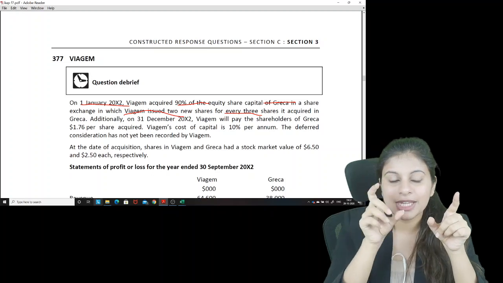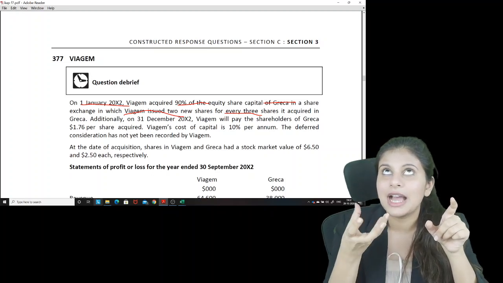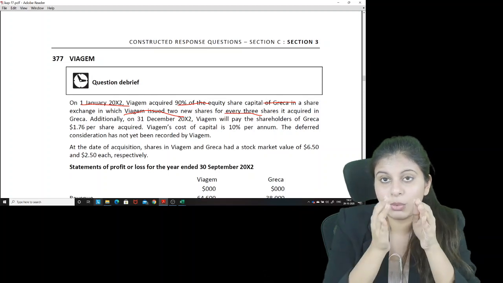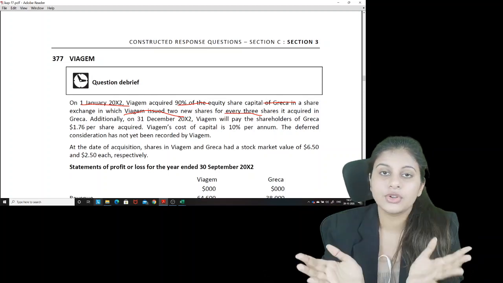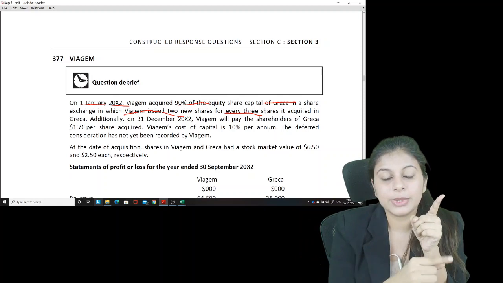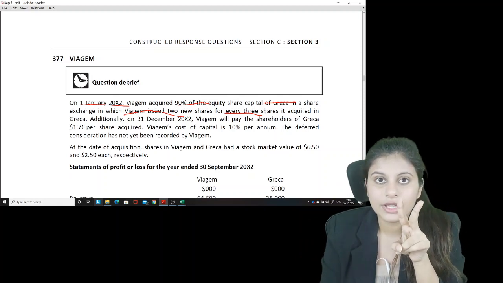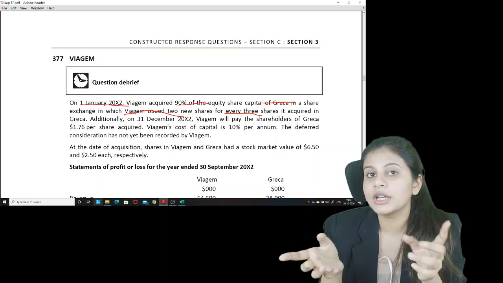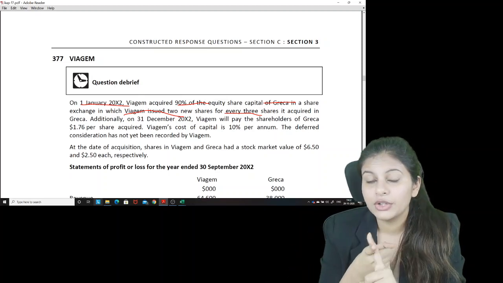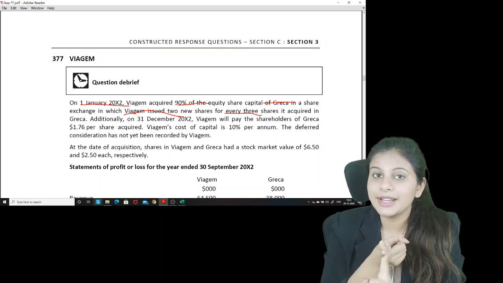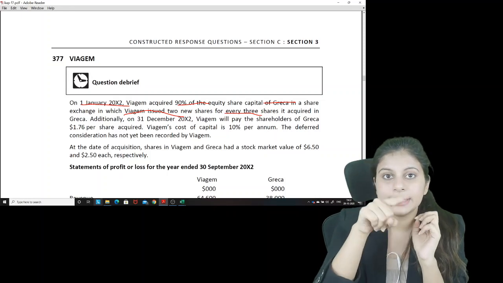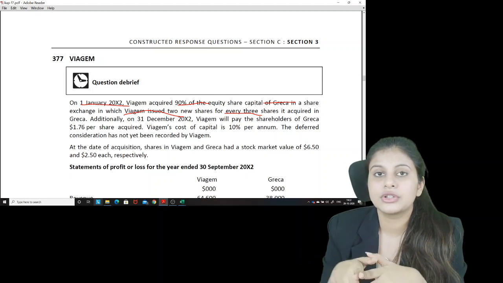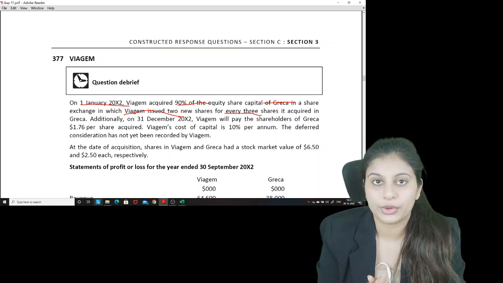So for every 3 chocolates I have, that means how many sets of 3 chocolates I have. I have 6, 6 divided by 3, so I have 2 sets of 3 chocolates. So I will get how many chocolates? For one set I am getting 2, so for 2 sets I will get 4. So you said 6 into 2 by 3. That was your calculation, which came out to be 4.